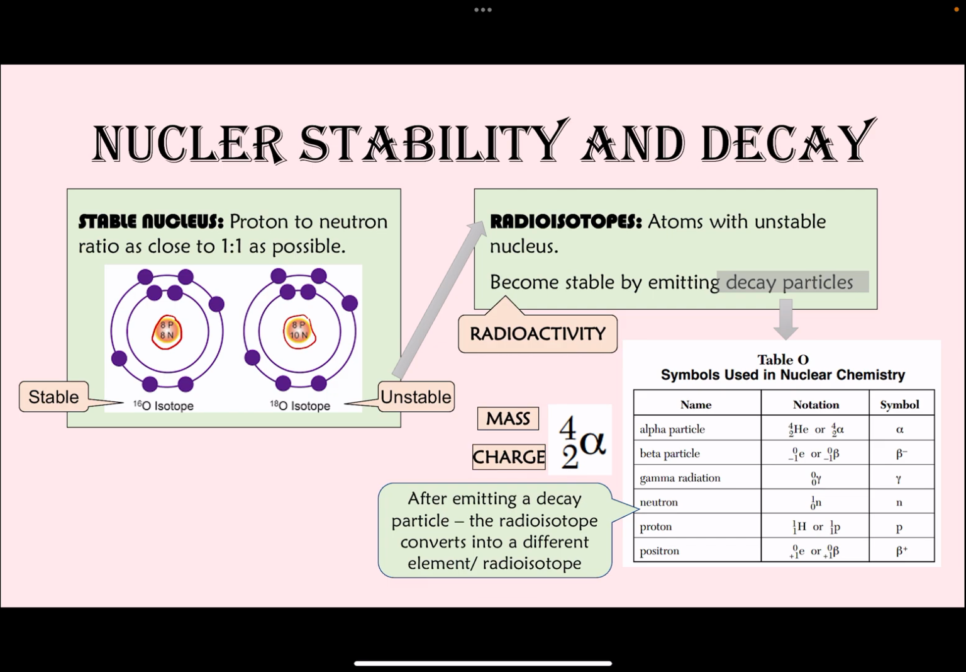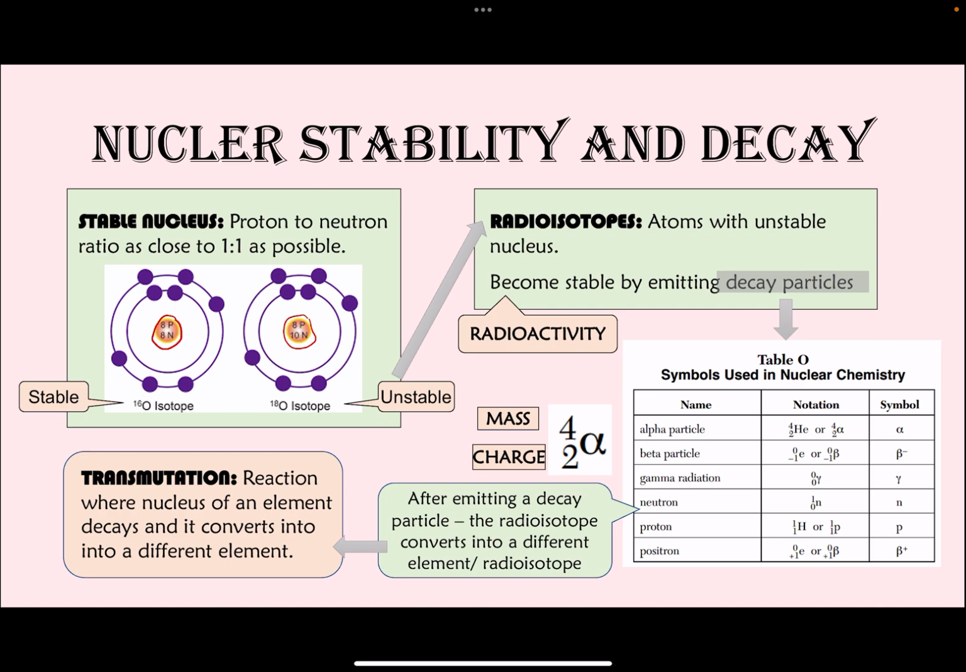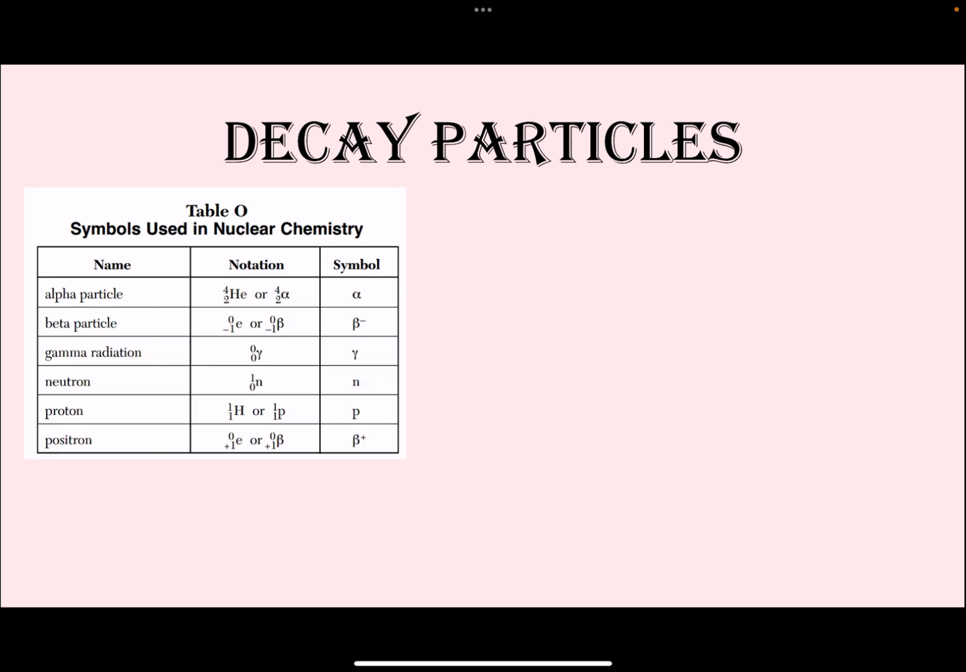And so after emitting the decay particle, the radioisotope then converts into a different element, or a different radioisotope. This phenomenon where a radioisotope undergoes decay to convert into a different radioisotope is called a transmutation. Okay, so we can have different types of transmutations, natural or artificial, but just radioisotopes converting into different radioisotopes is called transmutation.